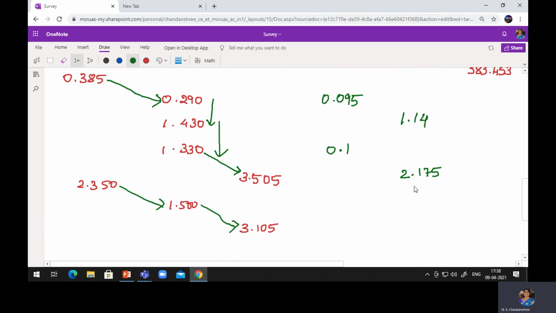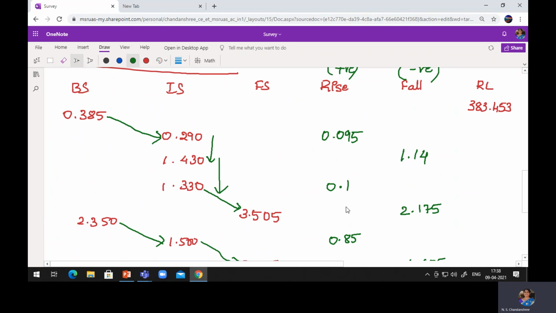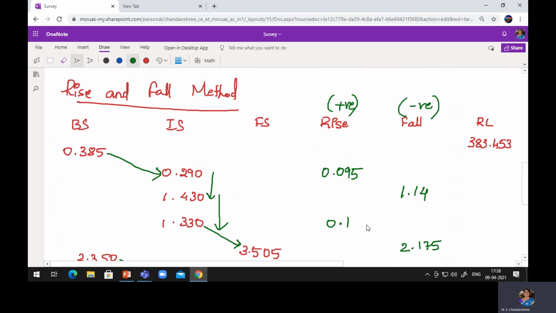Next is 2.350 minus 1.500. So plus 0.85. Next is 1.500 minus 3.105. So the value is minus 1.605. So once we get these positive and negative values, we can calculate the RL.